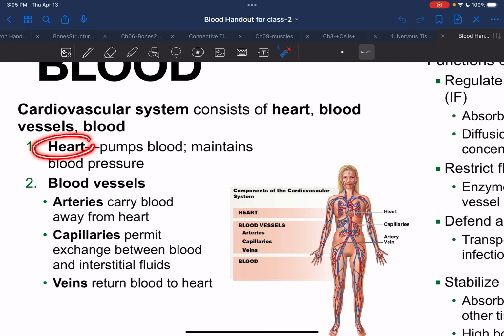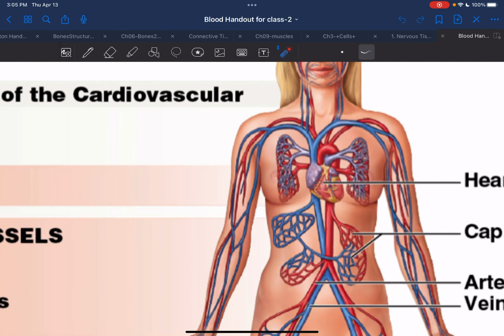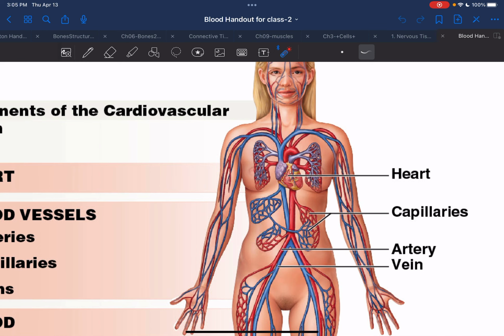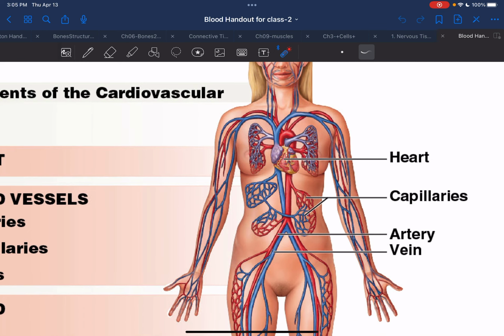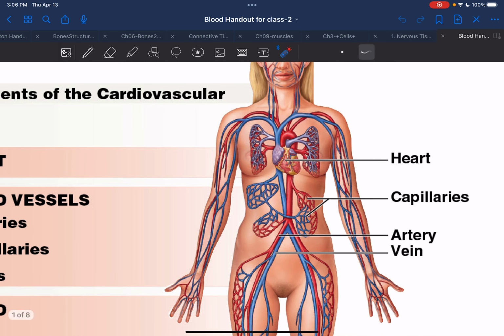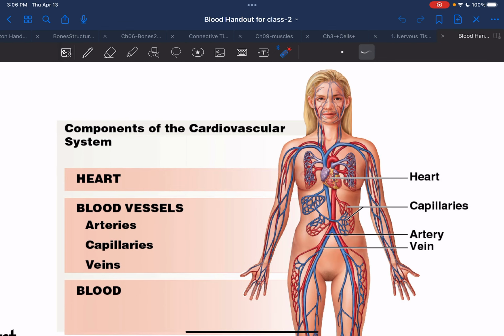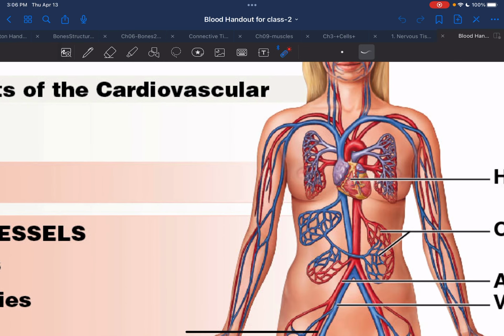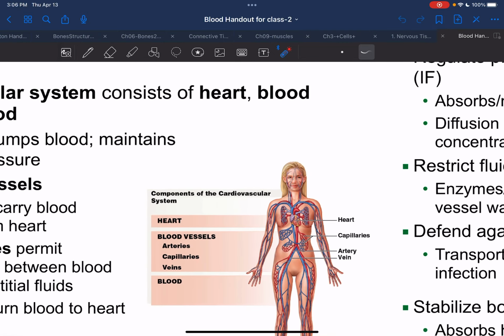And when you think about the heart itself, it is the motor behind all the motion of the blood in the blood vessels. And so it's situated in the mediastinum, and that's going to be the center cavity where your heart is located.